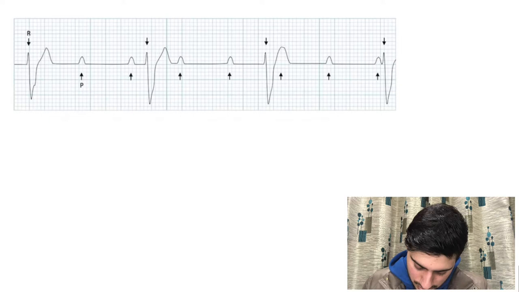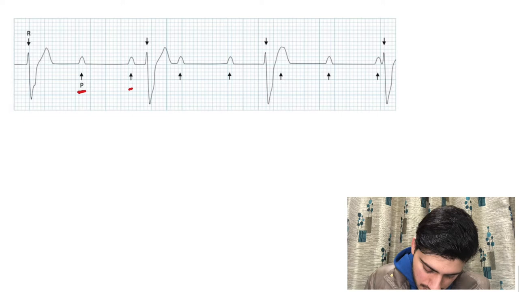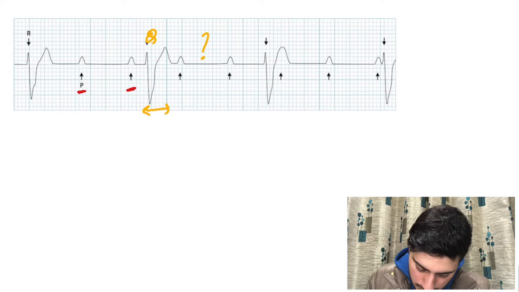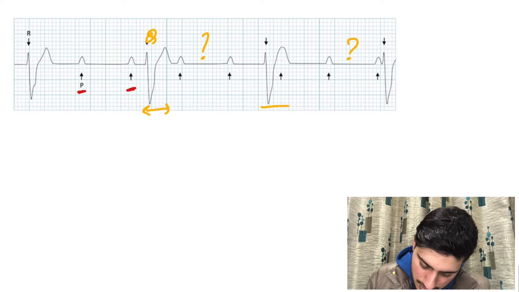Let's see. So here you can see, here is the P, again here is the P. Now the Q is here, the Q is here, but the Q is now widened and missing. Then again widened, then missing. This is what happens in a relationship later.